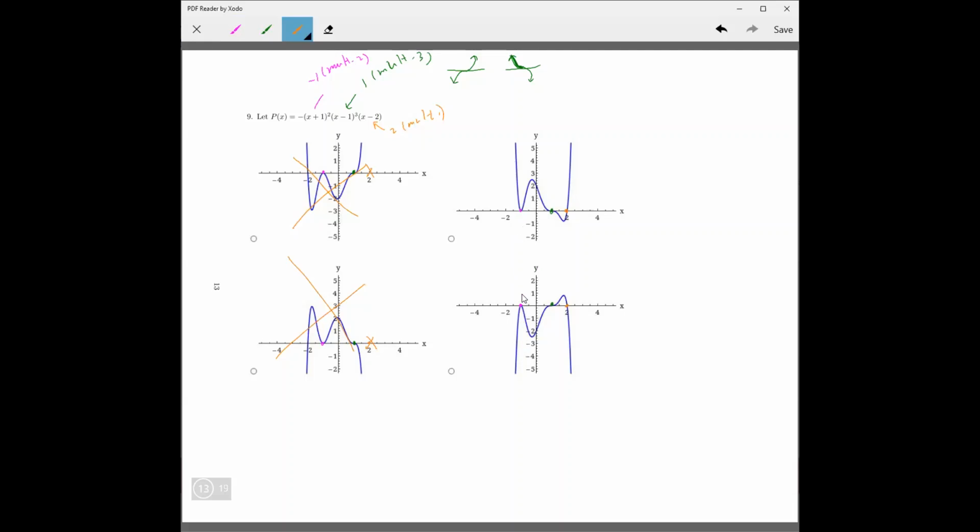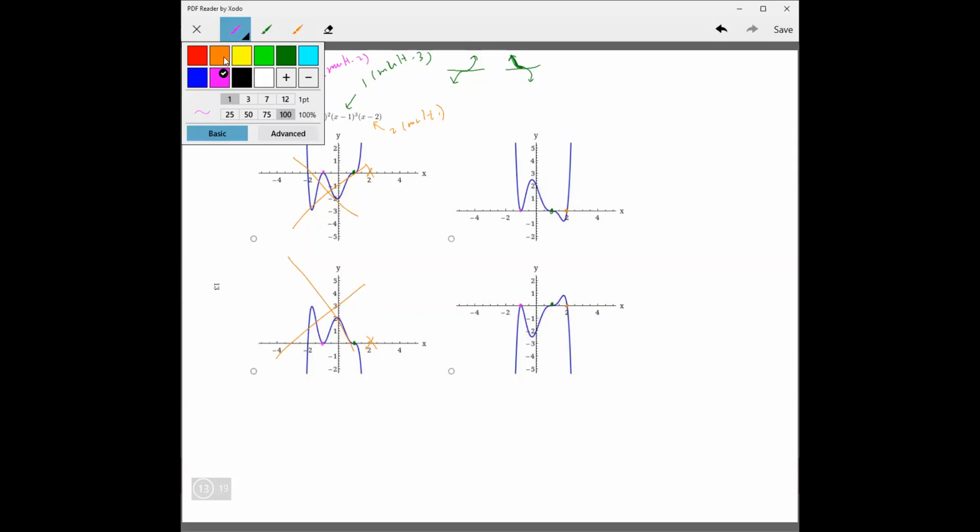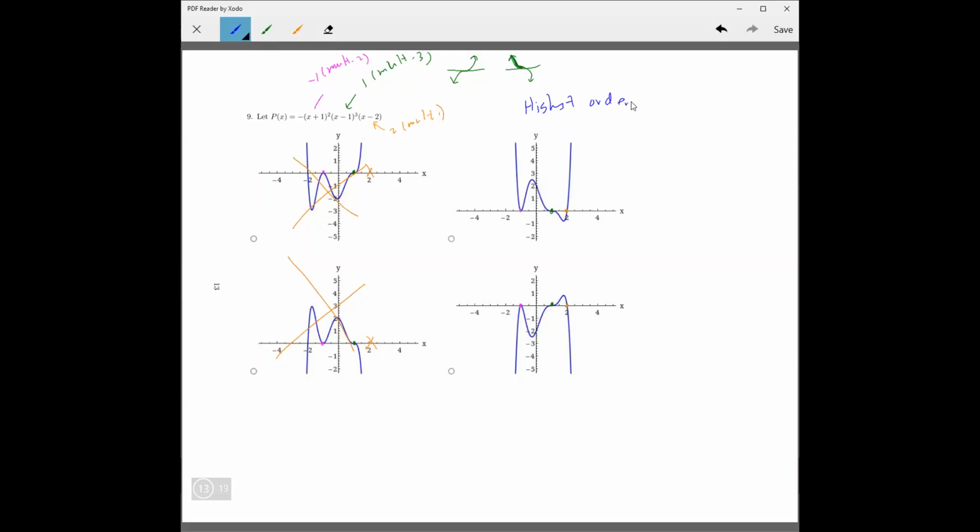And so what you want to do is, what's the leading term going to be? So the highest order term. So you got an x squared from here. You got an x cubed from that one. And you got an x from that one. And then you have a negative from that one. So it's negative, 2 and 3 and 1 is 6. Negative x to the 6th is going to be the leading term.